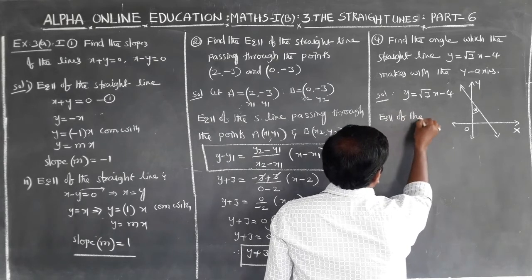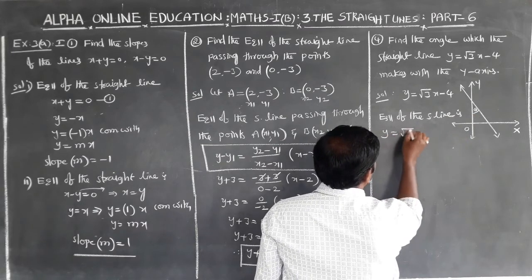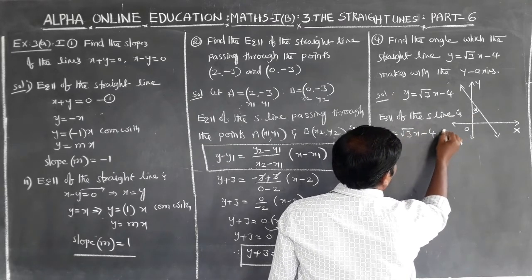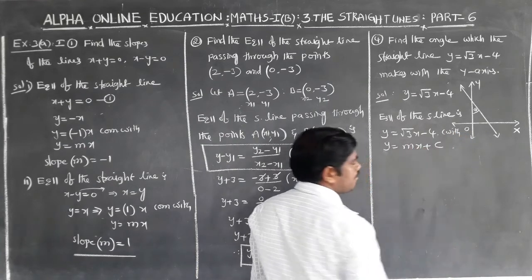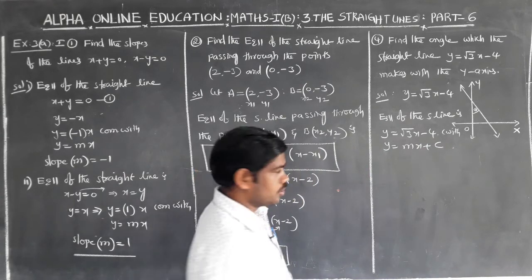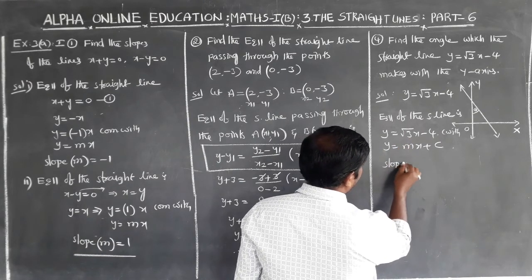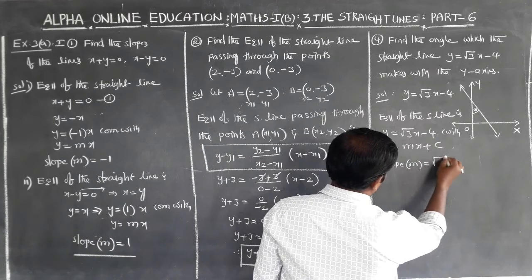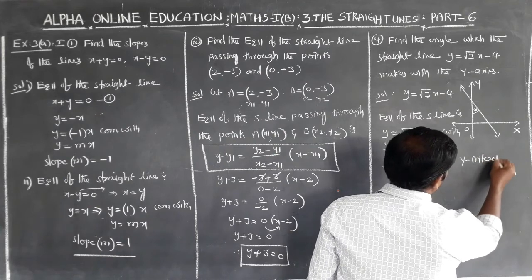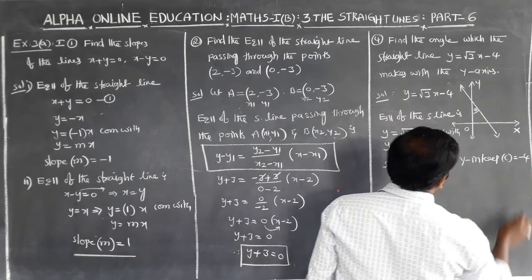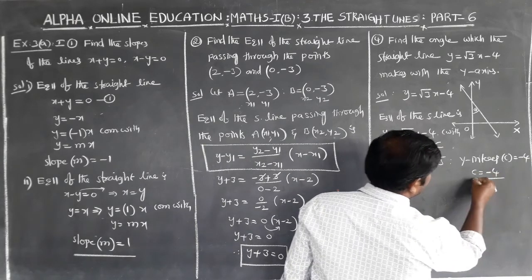Equation of the straight line is y is equal to root 3x minus 4. Comparing with y is equal to mx plus c, here m is equal to root 3. So m means slope: slope m is equal to root 3. C means y intercept: y intercept c is equal to minus 4.